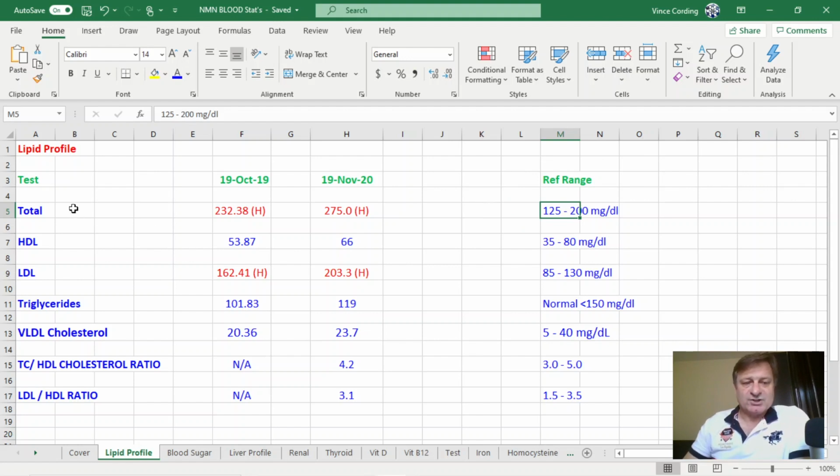So you'll see here my total cholesterol is high at 275 and it should be at 200. The reason is that my LDL is high. And that's because I'm on a low carb, high fat diet. And that's one of the side effects, if you like.